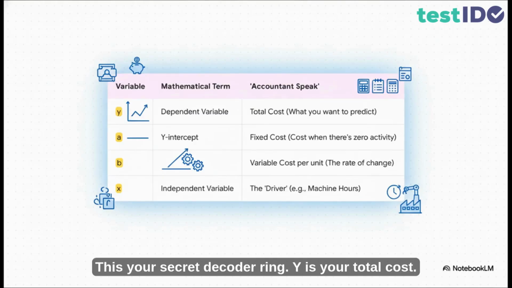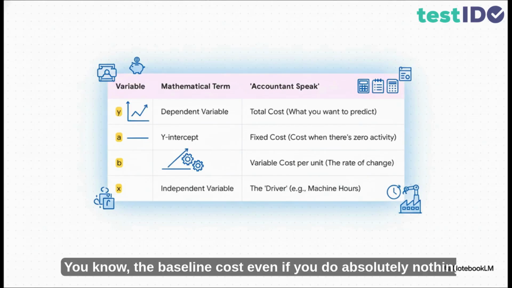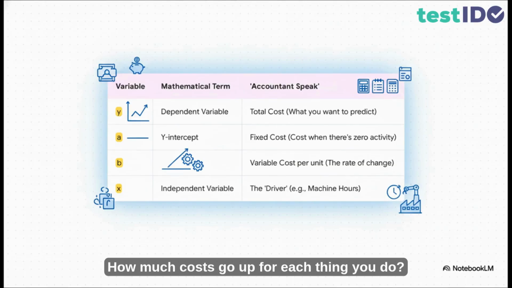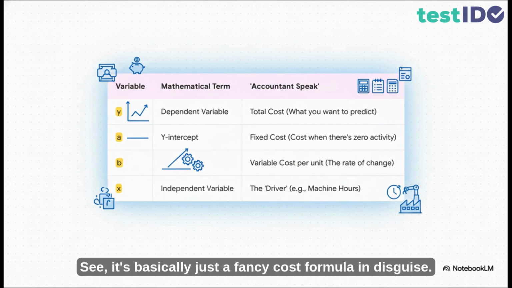Y is your total cost. That's the big number you're trying to predict. A is your fixed cost. You know, the baseline cost even if you do absolutely nothing. B, the slope, well, that's just your variable cost per unit, how much costs go up for each thing you do. And X is the driver, the thing you're doing, like machine hours. See, it's basically just a fancy cost formula in disguise.